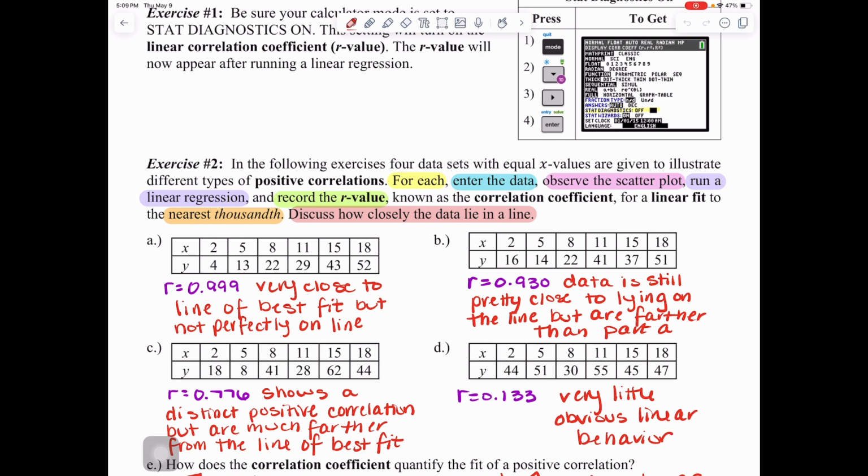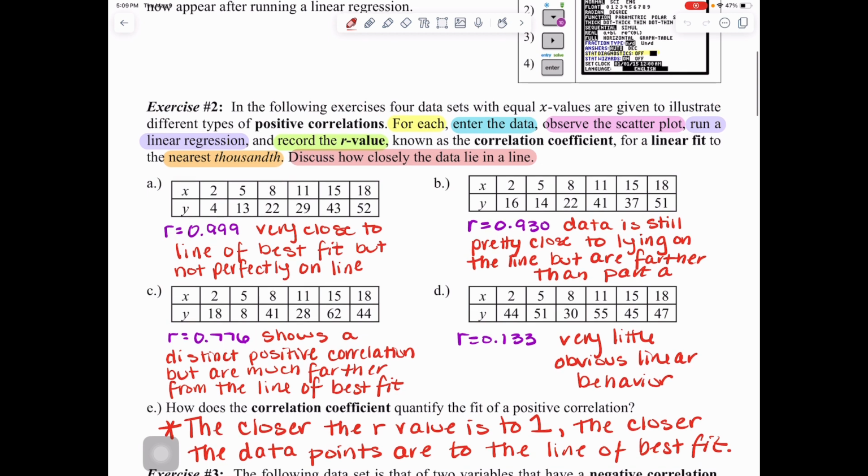And I've kind of discussed that as I've gone over the answers, but what it does is the closer the R value is to 1, the closer the data points are to the line of best fit. So that's why we use the table in A, that one that was 0.999, so close to 1. That's why we said it was pretty much almost a perfect line, but not quite, because 1 is that measurement we're looking for perfect. And the closer you are to 1, the more you're going to be like a line. And that's why part D, so far away, has such little obvious linear behavior.